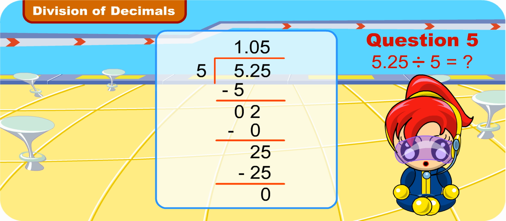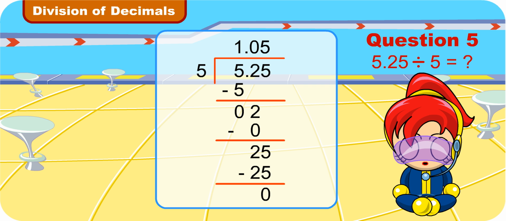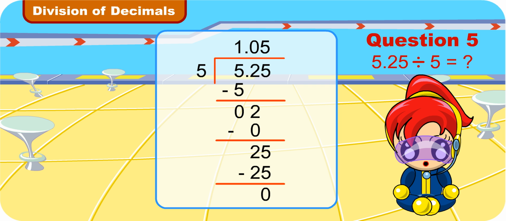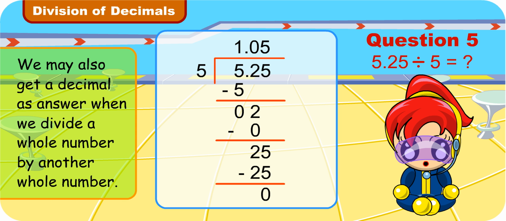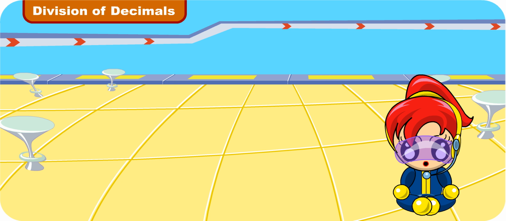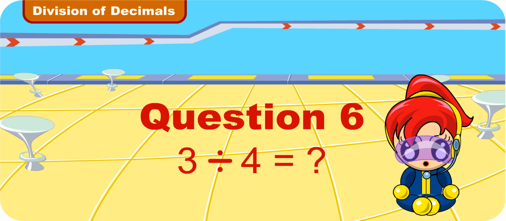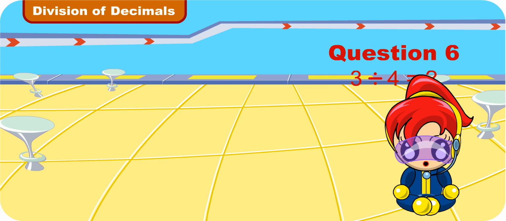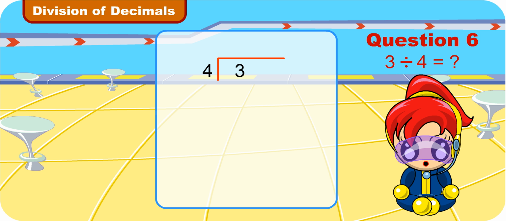Thus the answer is 1.05. Teacher, do we get decimals as answer when we divide a decimal by a whole number? Yes, we may also get a decimal as answer when we divide a whole number by another whole number. Let me give you an example. To solve this question, I have to rewrite 3 divided by 4 in the long division format, like this.